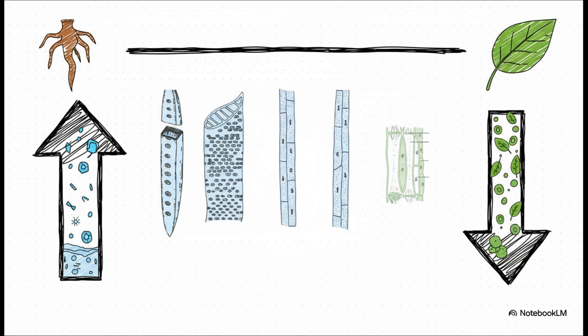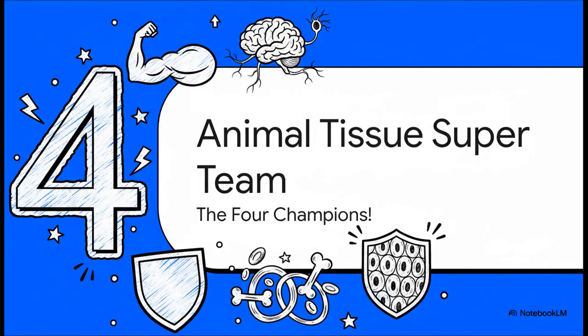Xylem is like a water pipe, carrying water only in one direction, up from the roots. And phloem, it's the food delivery service, carrying food made in the leaves to every single part of the plant, up or down. Okay, enough about team plant.